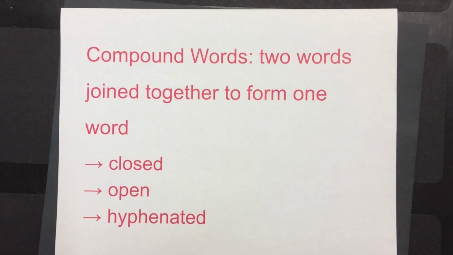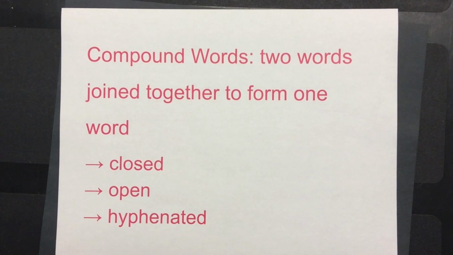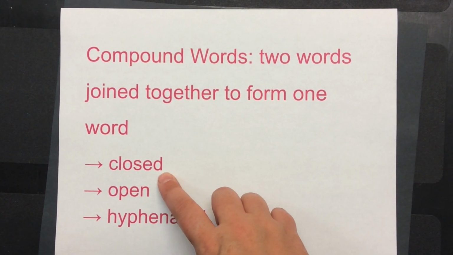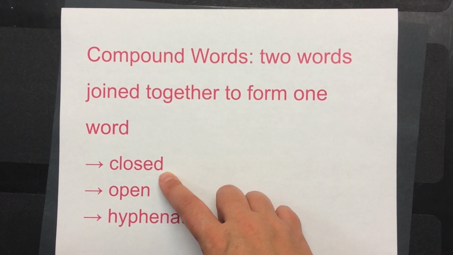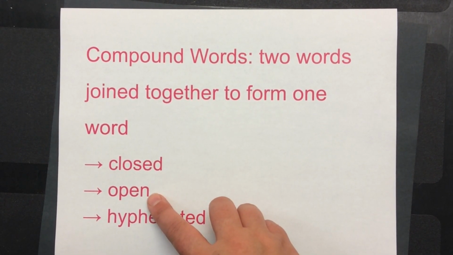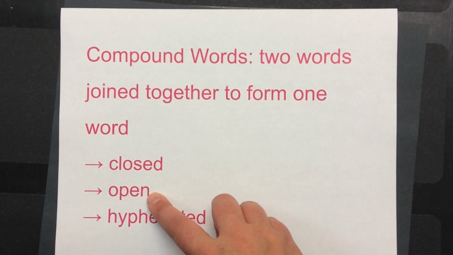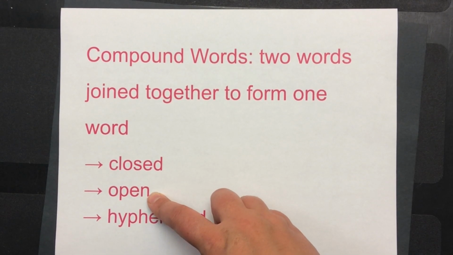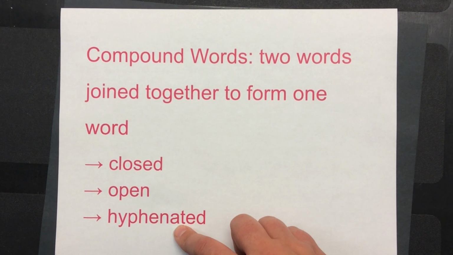So if you have a closed compound, that's probably what you're thinking most of the time when you're thinking about compound words. A closed compound is two words spelled as one word. An open compound is two words that work together, but that have a space in between them. They don't look like they're one word, but because they're really working together as one word, they're counted as compound words. The third kind is hyphenated compound words, which are two words that are spelled with a hyphen in between them.